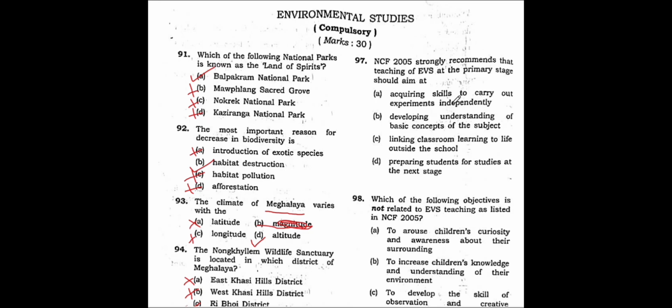The options: acquiring skills to carry out experiments independently, developing understanding of basic concepts of the subject, linking classroom learning to life outside the school, preparing students for studies at the next stage. Does it mean acquiring skills to carry out experiments independently? It is not so. Does it mean preparing students for studies at the next stage? No.